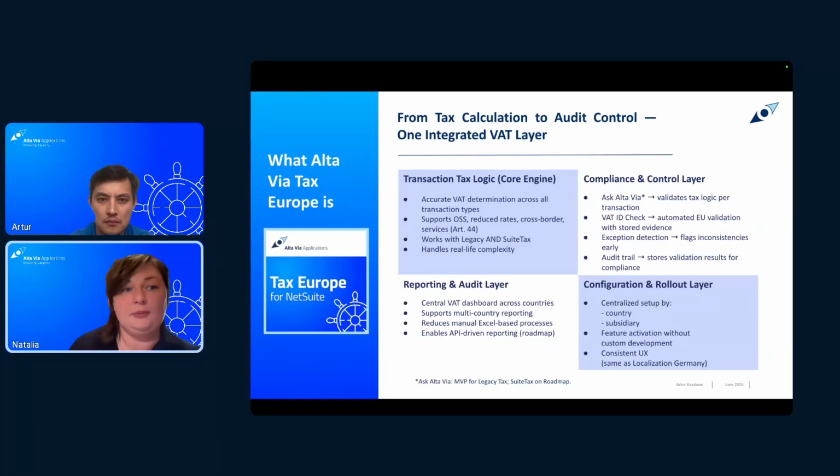So what are we offering with our Alta Via Tax Europe? We're basically giving you four layers. First of all, it's a core engine, the transaction tax logic. We give you an opportunity to accurately determine VAT across all transaction types. We support different scenarios with OSS, reduced rates, cross-border services, and whatnot. As I already mentioned, we're supporting both legacy and SuiteTax.